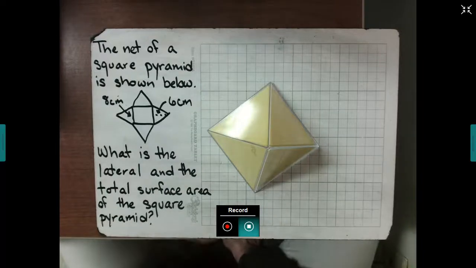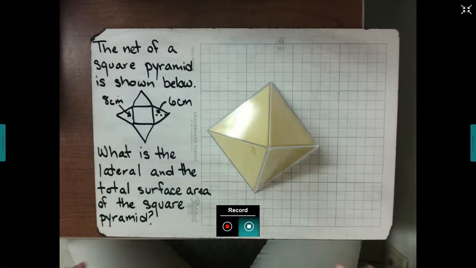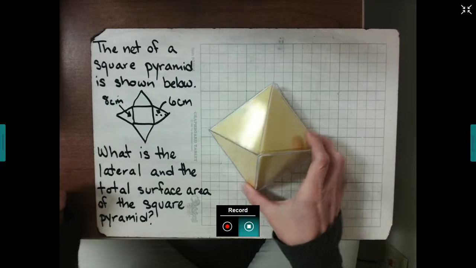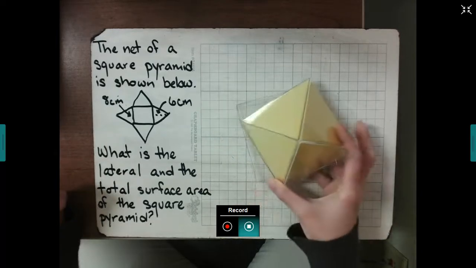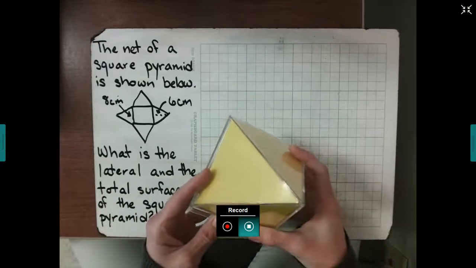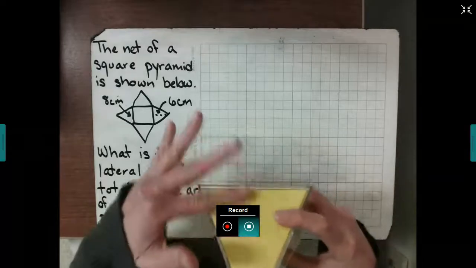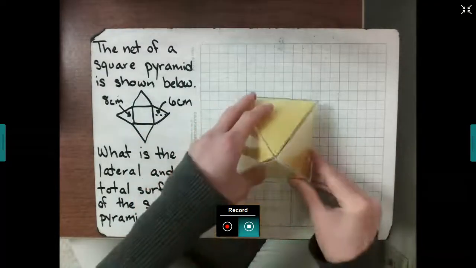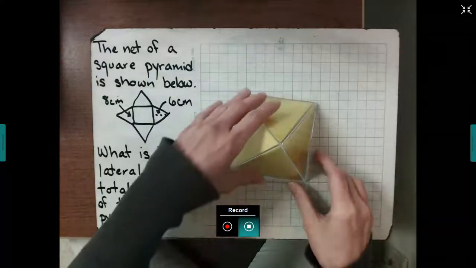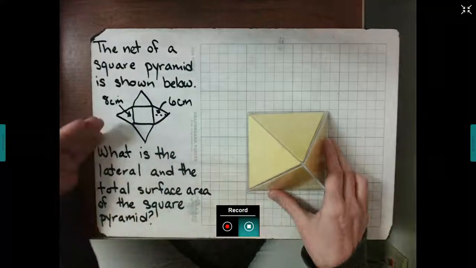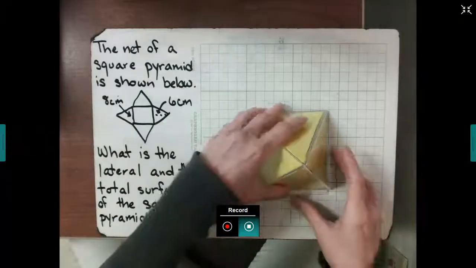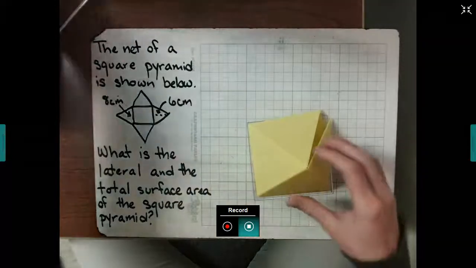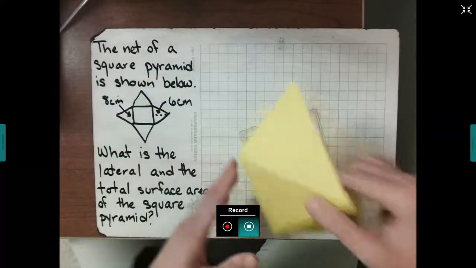So today we're talking about total and lateral surface area, and this is in regards to 3D figures. Surface area is the area of the faces that make up the 3D figure. We have an example problem here, and it's actually just a 3D figure that's been opened up, kind of like a cardboard box.